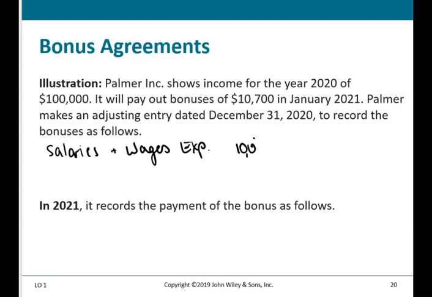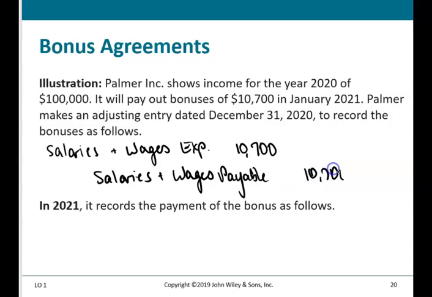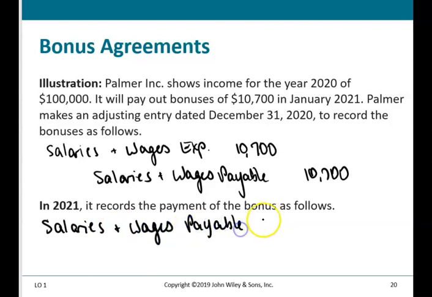$10,700, and then of course the credit is not going to be to cash. We haven't paid it out. We pay it out in the next accounting period, so this is going to be a credit to salaries and wages payable. And then when the payment is made sometime in January 2021, Palmer records the payment. Of course, we're going to reduce this liability we had accrued at year end, the prior accounting period, and then pay out the cash. It's pretty straightforward.